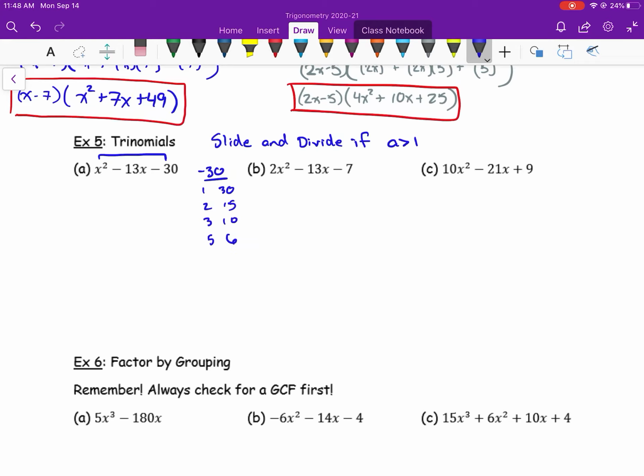Now I want to find a pair that adds to negative 13, but multiplies to negative 30. So some of you may think, oh, negative 3, negative 10, to make negative 13. But negative 3 times negative 10 is positive 30, and I need negative 30. So what I'm actually going to use is negative 15 and positive 2. Because 2 minus 15 is negative 13, and then 2 times negative 15 is negative 30. And for this one, a is 1, so it's just simple factor, x plus 2, x minus 15. Done. Factored.